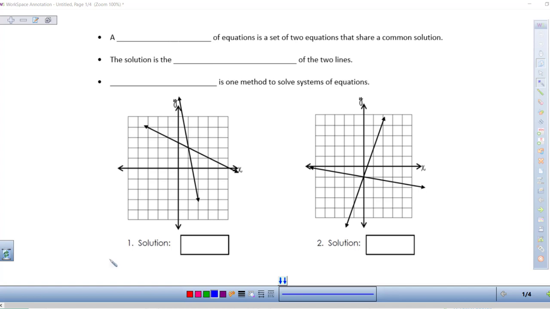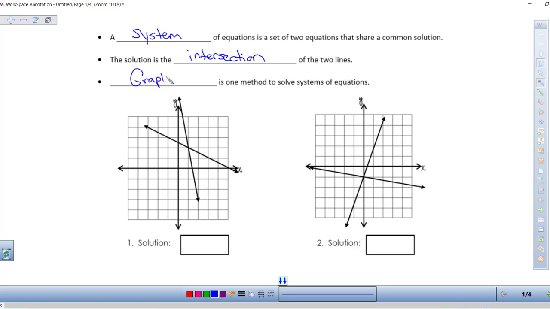Today we're going to learn how to solve a system of equations by graphing. But first we need to know that a system of equations is a set of two equations that share a common solution. So we have been doing a lot with linear equations. Now we're going to have two linear equations together. We call that a system of equations. The solution to the system is the intersection of the two lines. Intersection just means where they cross each other.